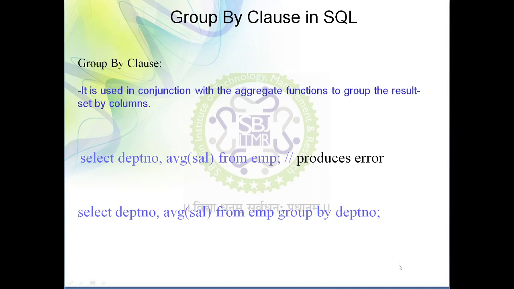That means I need to group the employees based on department number. Suppose in my table 10 employees are there and there are 3 departments. From one department 3 employees, from another department 3 employees, and from the third department 4 employees are there. So how can I make a group? Based on department number I can make a group. In that situation you can make use of a group by clause. We'll see the demonstration with live SQL, don't worry.